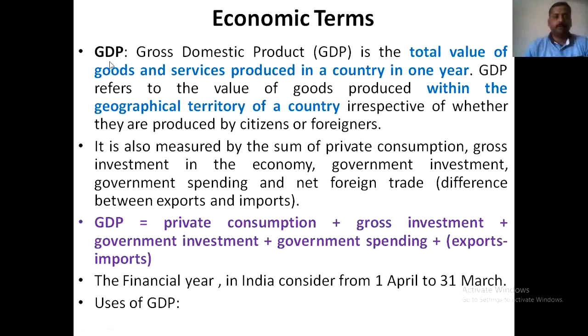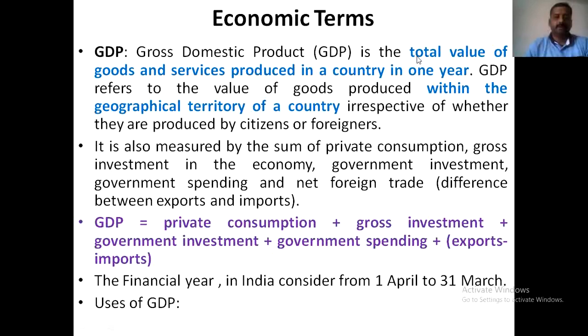So the very first term we are going to study is GDP, gross domestic product. Now, what is the definition or meaning of GDP? It is the total value of goods and services produced in a country during one financial year.